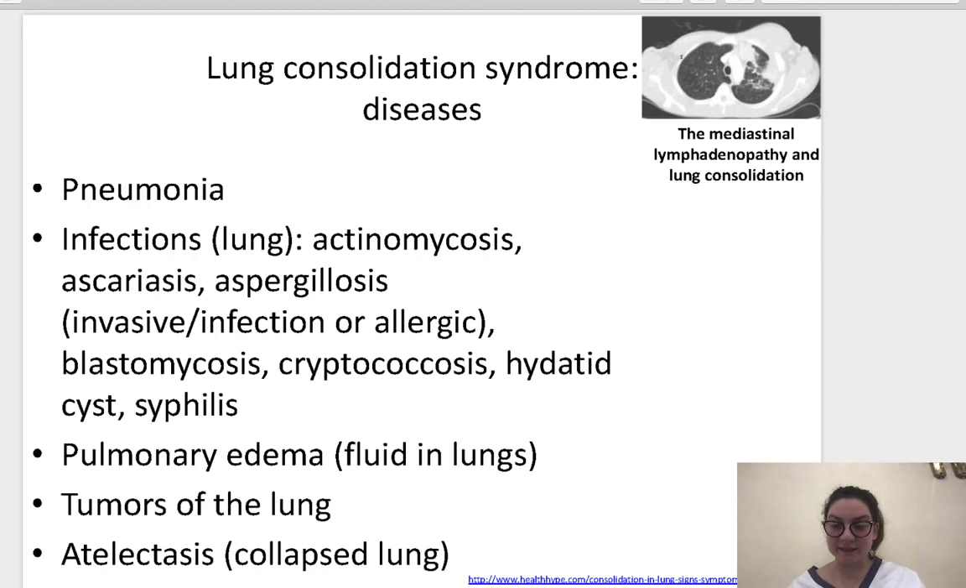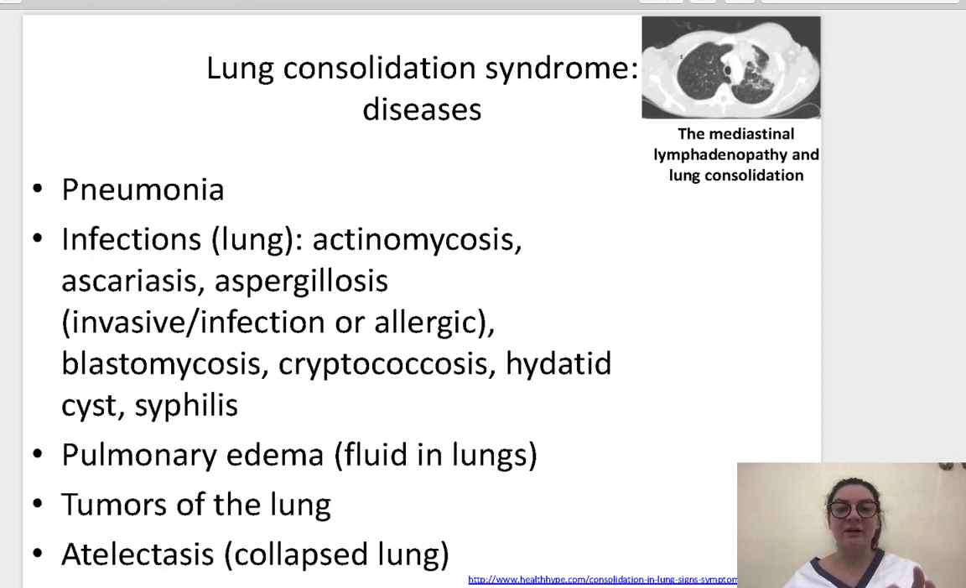What diseases can present with lung consolidation syndrome? First of them, as I told you, is pneumonia. A huge number of different causes of pneumonia can lead to lung consolidation syndrome. It is one of the most important syndromes in respiratory system disorders.